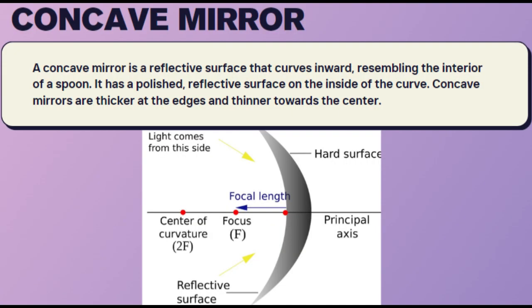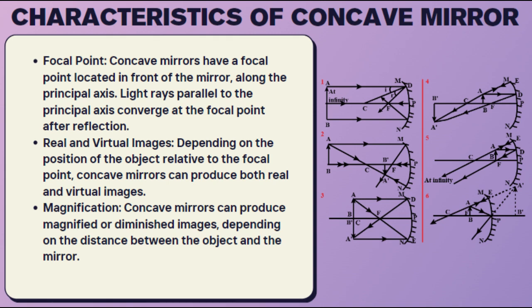Concave mirrors. Concave mirrors curve inward and have reflective surfaces on the inner side. When parallel light rays strike a concave mirror, they converge to a point called the focal point in front of the mirror. This convergence is due to the mirror's shape, which causes light rays to reflect inward. Here are the characteristics of concave mirrors.